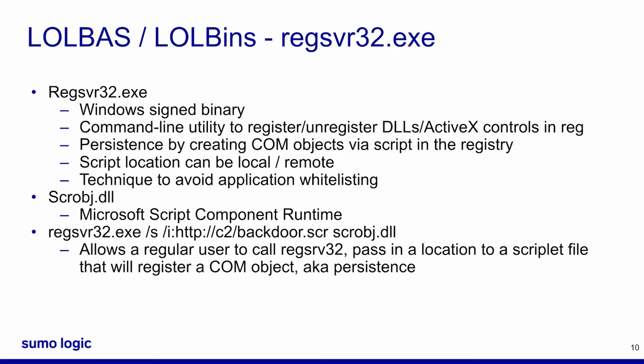The key that we see with this, and this is like the old Squiblydoo attack from like 2015, I believe, is they're using the scrobj DLL. So that's the script component. And the next line down is the regsvr32 /s, and then it's calling out. So it's calling out to that script, and it's calling the DLL, and it's going to execute that.